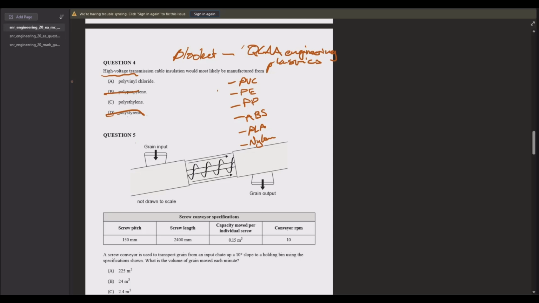PVC is generally used for low voltage, while polyethylene is high voltage. This is just a memory thing that you're going to have to learn. But this booklet here is really helpful, and it helped me on my last exam just a couple of weeks ago. And the answer is C, polyethylene.